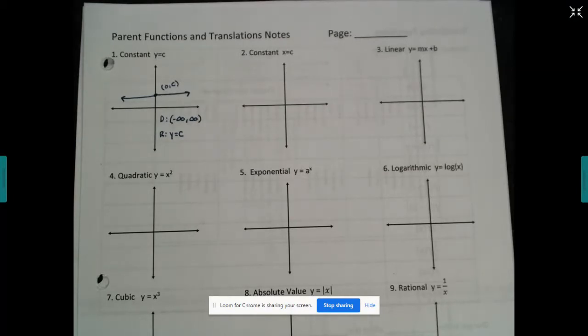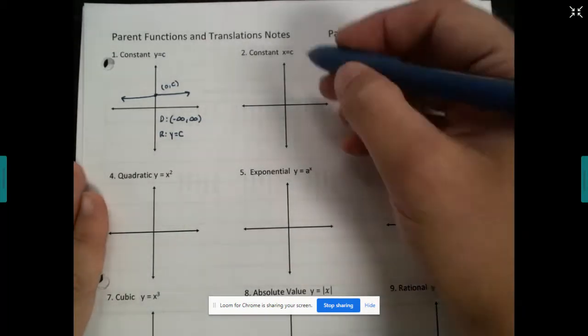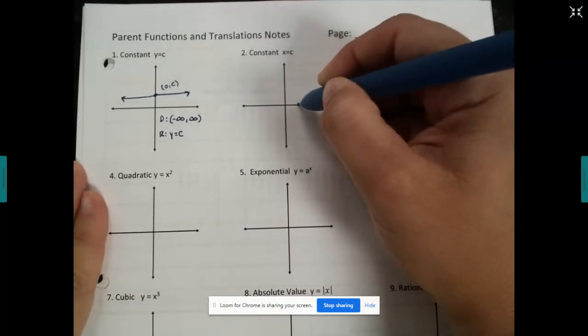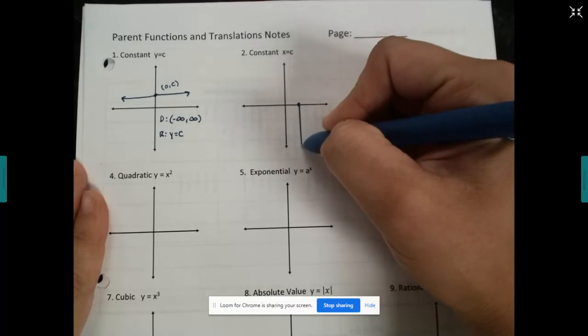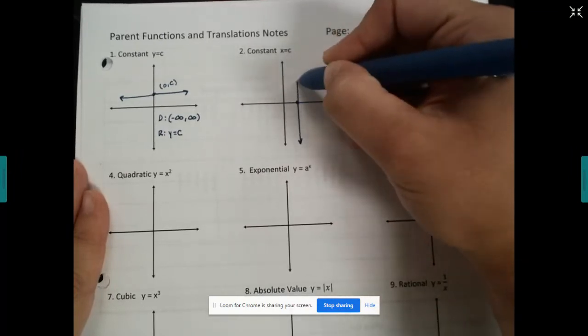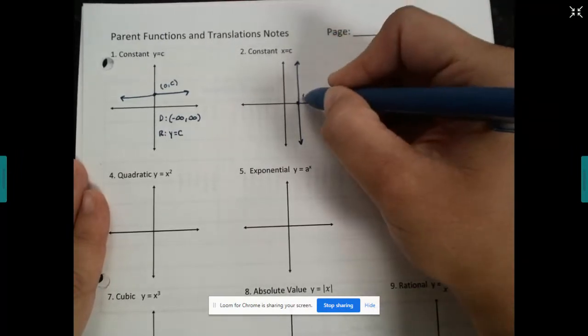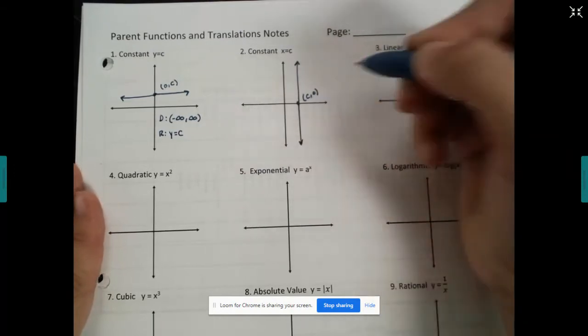Okay. So if y equals is horizontal, what kind of line do you think x equals is? What's the opposite of horizontal? Vertical, yay, thank you. So we have a point here. We'll call this one C. And it's just a vertical line. And so this would be the point C, 0.